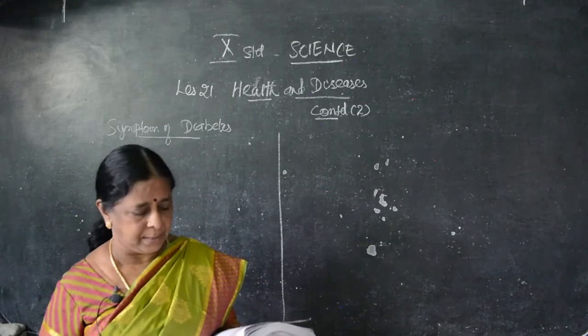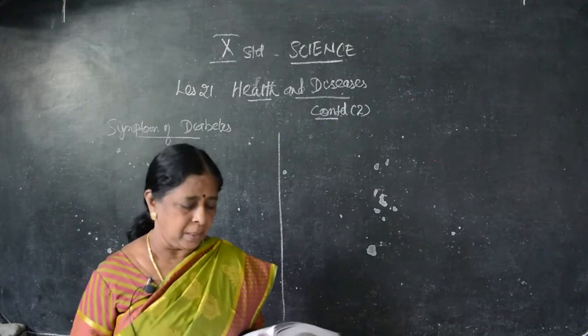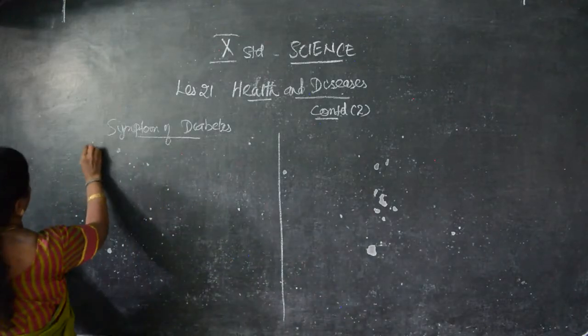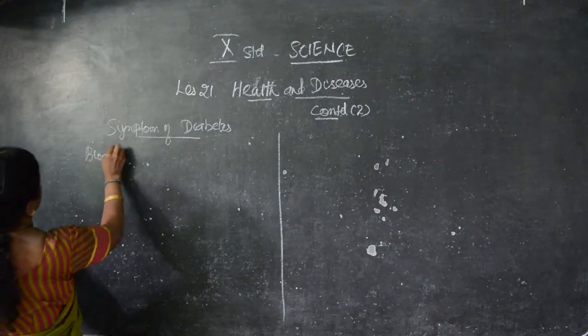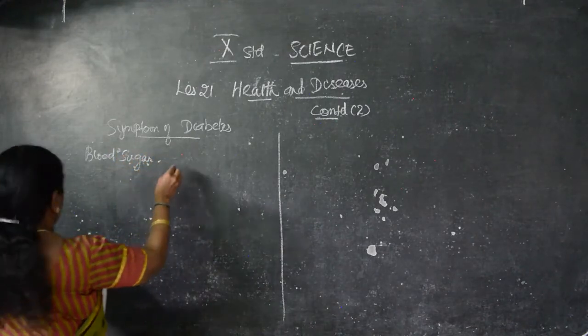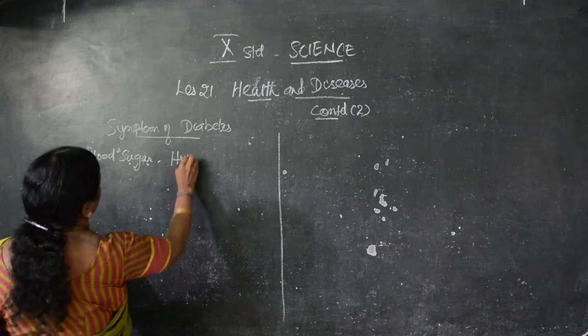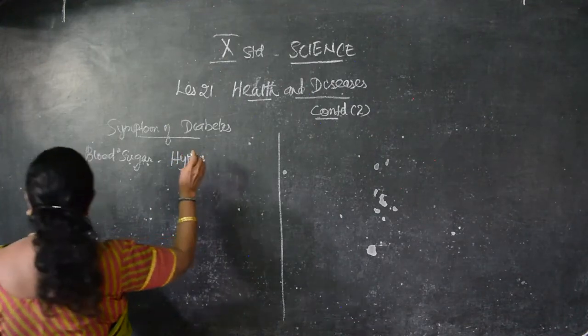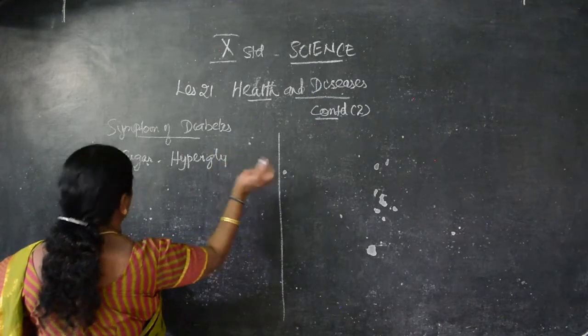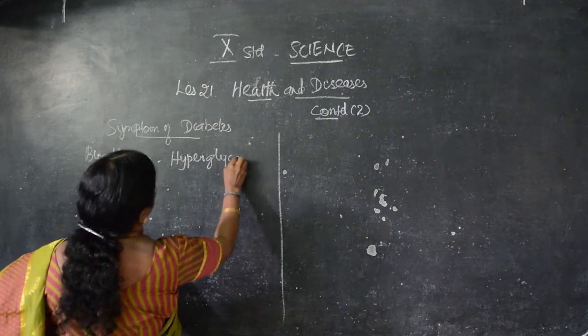So when blood sugar is high, what do we call it? Hyperglycemia. Sugar level is increased in blood. Just go through this, because you may have to choose the correct answer. They will give you three or four options: hypo, hyper, blood sugar, glycemia.